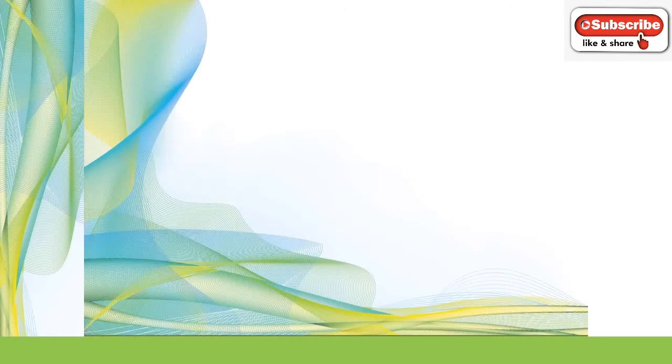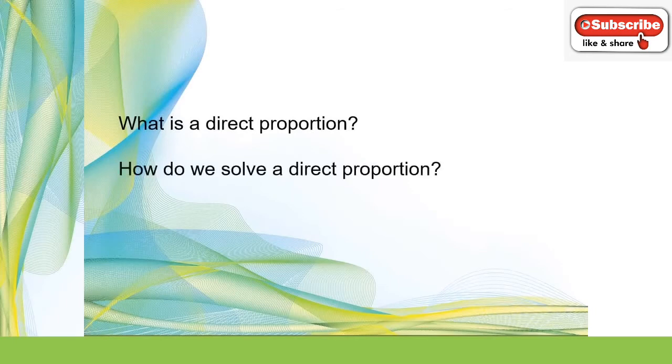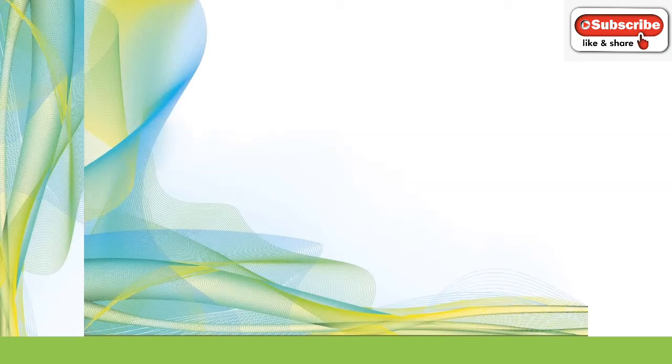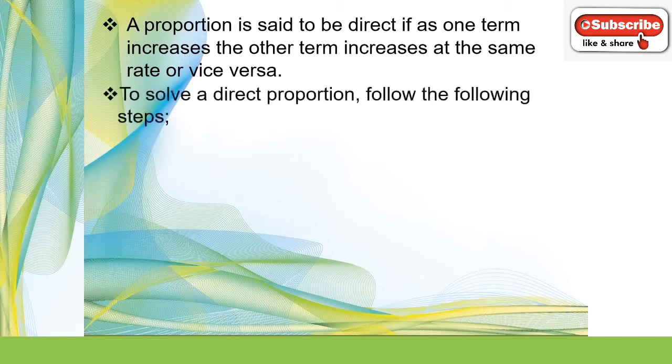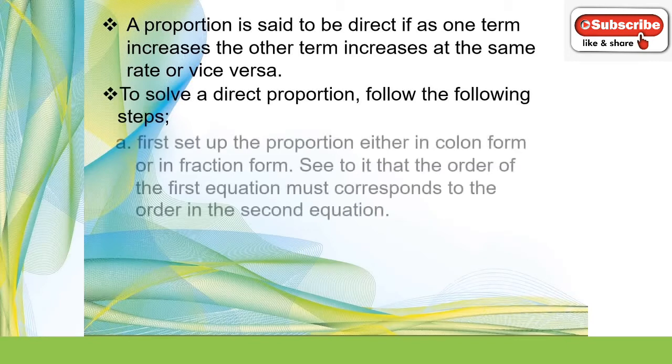Let us recall our past lesson. Do you still remember? What is a direct proportion? How do we solve a direct proportion? A proportion is said to be direct if as one term increases, the other term increases at the same rate or vice versa. To solve a direct proportion, we follow the following steps.